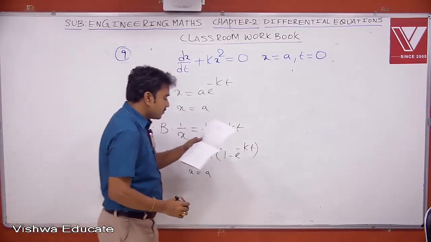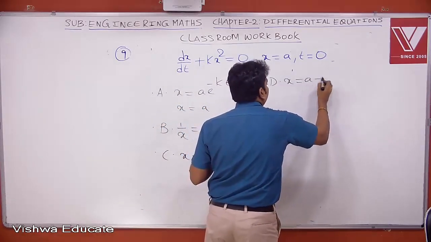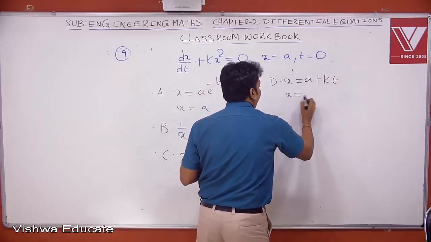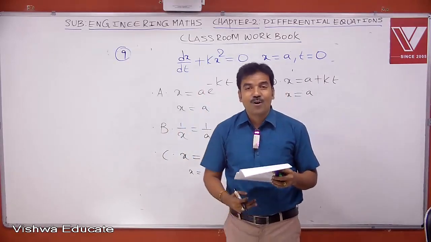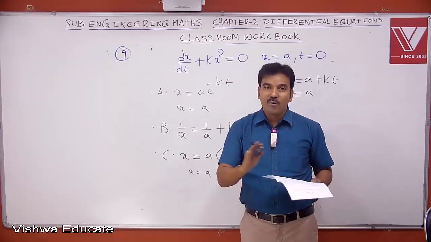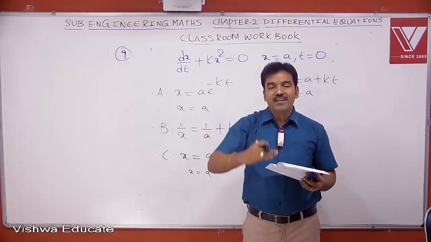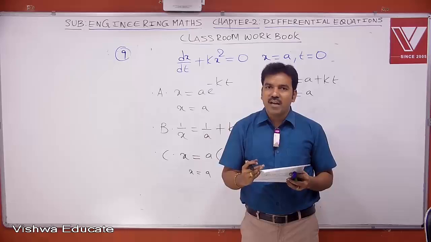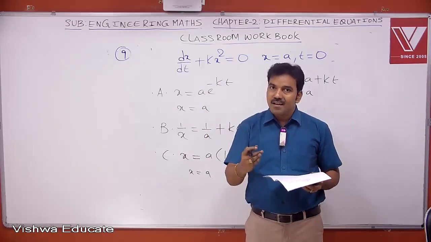Now D. D is x equal to a plus kt. The same case. When you replace t by 0, you will get x equal to a. So we are so unfortunate in this case. All options satisfy the given boundary condition. So we don't have any alternative. We need to solve this question. But when you are doing integration, with just 40 or 50% of the evaluation, you can cross verify these calculations easily. Let us do that.